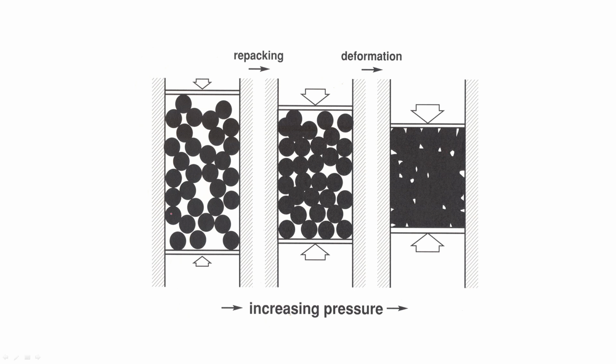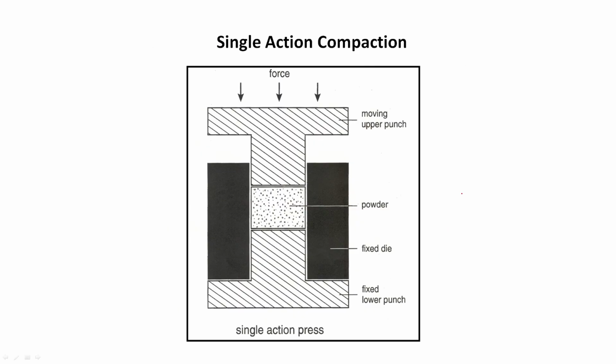This is what happens when you do the compaction. These are the loose powders. When you apply pressure, initially powders will try to pack nicely. If you apply more pressure, powder will deform, and that is why they can reduce the pores between the powders. But still, after pressing, some pores will remain, you cannot avoid them. So that is why it is important to use sintering.